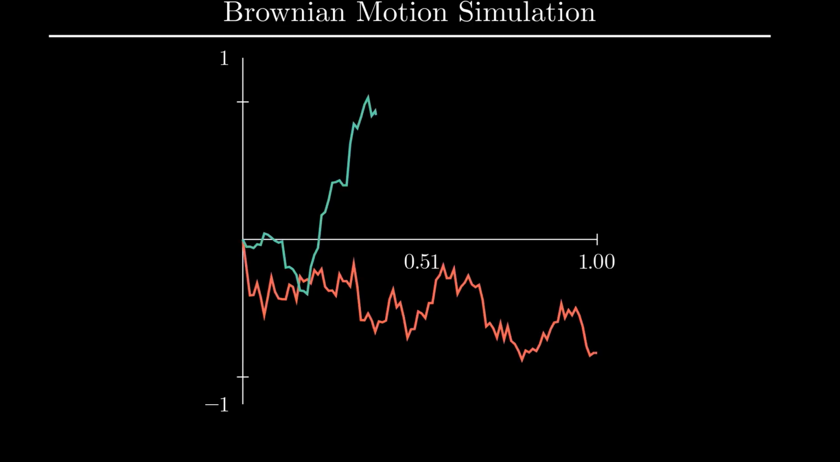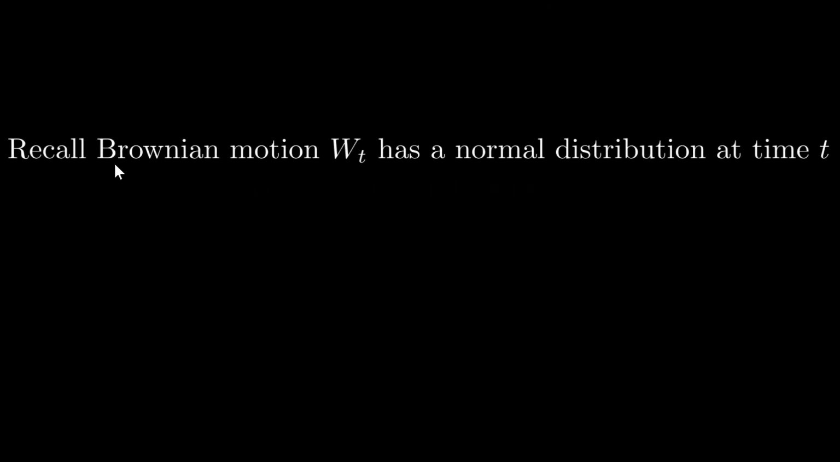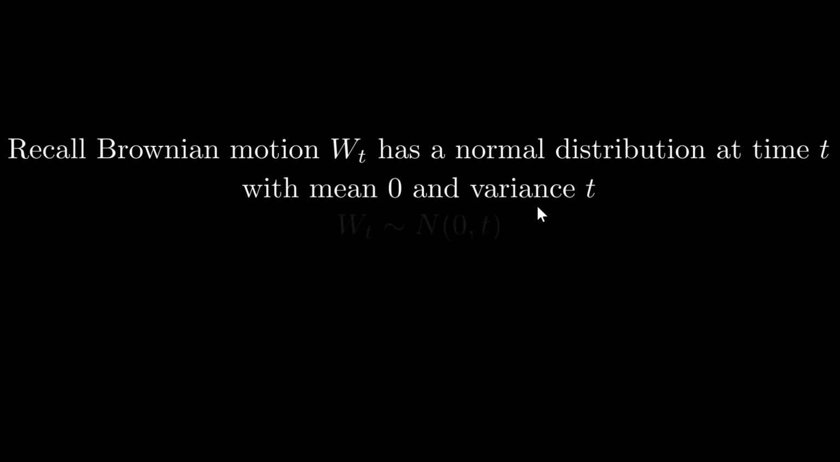Hi, welcome to this video showing you how to simulate Brownian motion. All you need is access to Python. First thing to note is that Brownian motion is normally distributed with mean 0 and variance t.